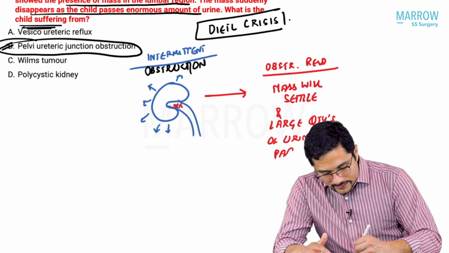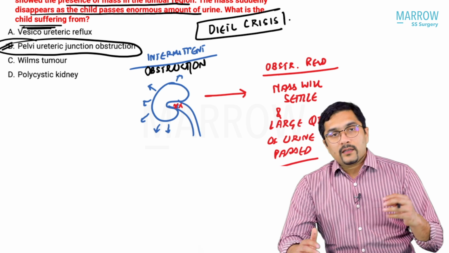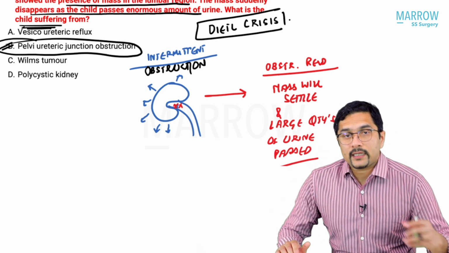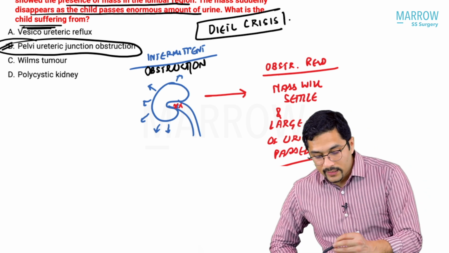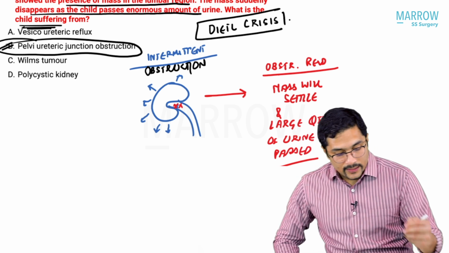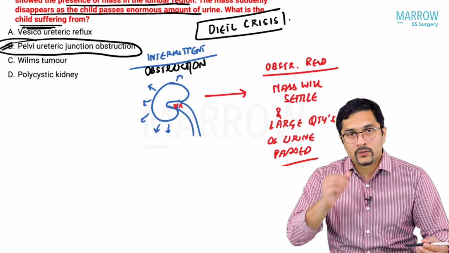So, as it settles, the low-end mass will settle and large quantities of urine will pass. This is typically known as Dietl's crisis, which is seen in hydronephrosis and in patients with pelviureteric junction obstruction.